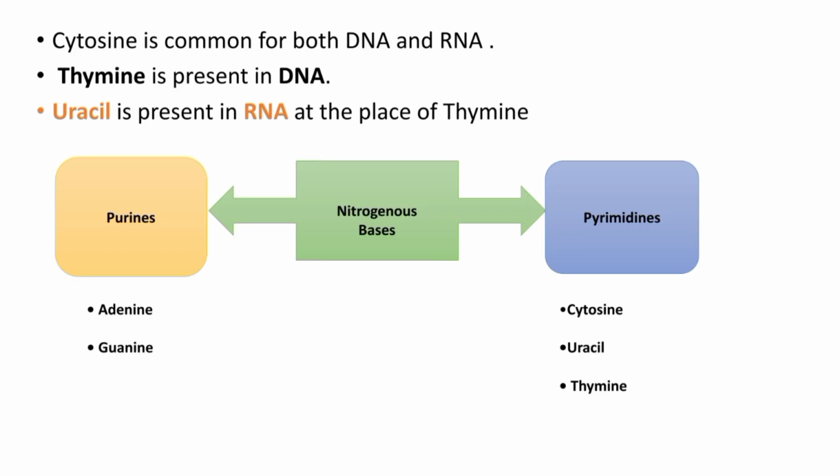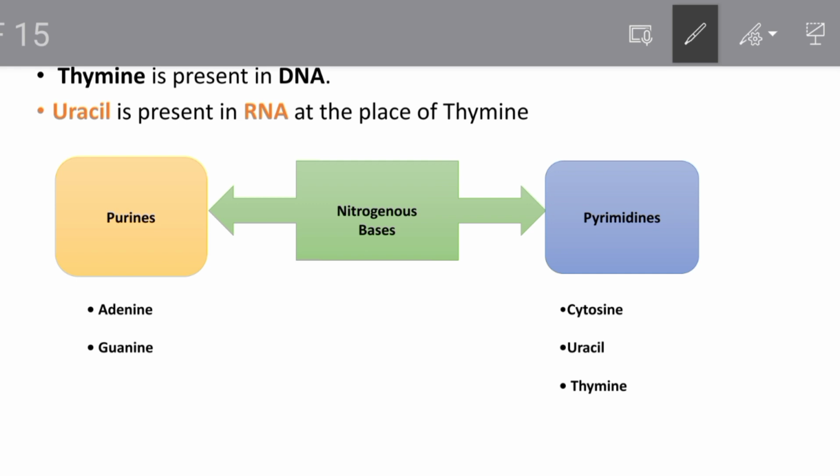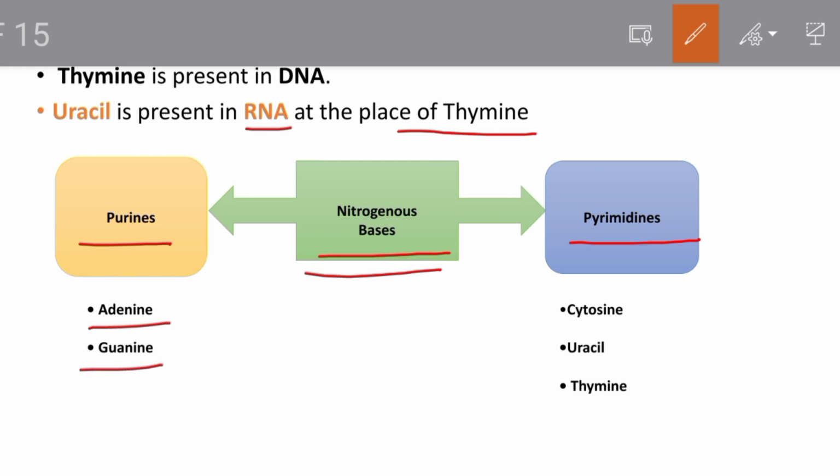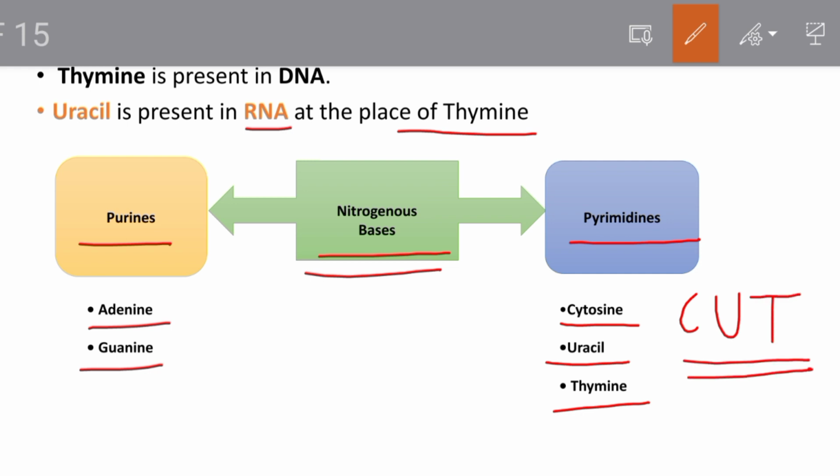Cytosine is common for both DNA and RNA. Thymine is present in DNA. Uracil is present in RNA at place of thymine. So thymine is not present in RNA and uracil is not present in DNA. Nitrogenous bases are of two types: purines and pyrimidines. Purines are adenine and guanine. Pyrimidines are cytosine, uracil, and thymine. The trick to remember pyrimidines is CUT, cut. Okay, so for pyrimidines, remember cut.